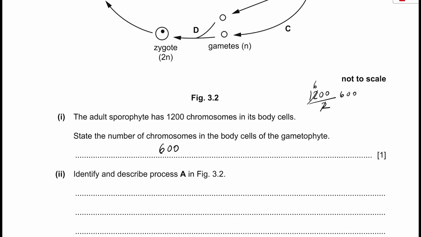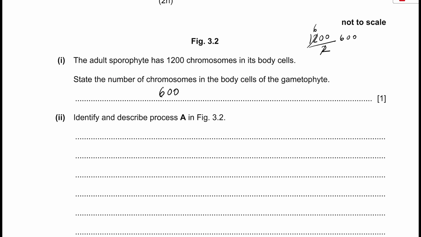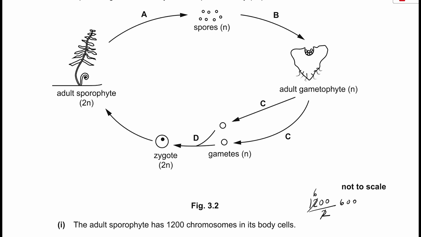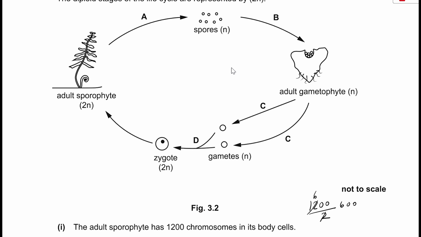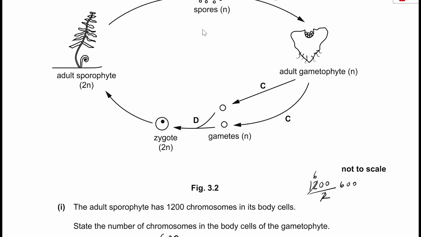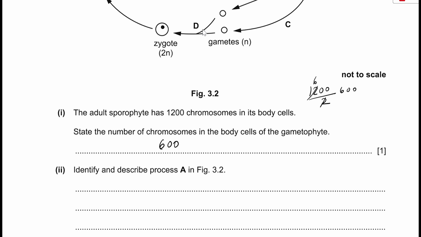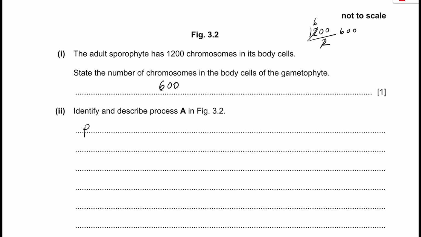Then, identify and describe process A. What is process A? Process A is here. We have 2N from the adult sporophyte, then we have spores that exist as N. Now this process A involves halving the number of chromosomes. The process which reduces the number of chromosomes is known as meiosis. So we'll say that process A is meiosis.